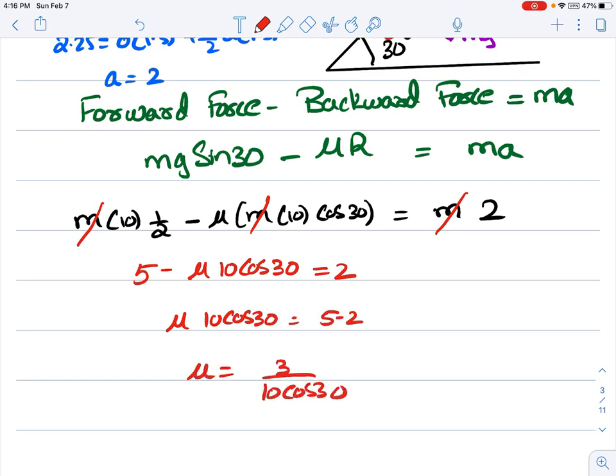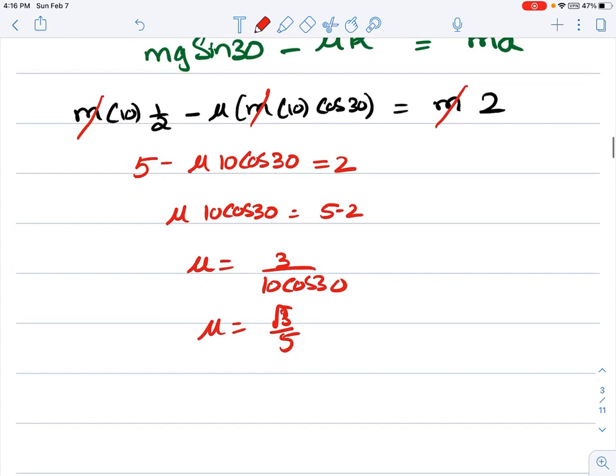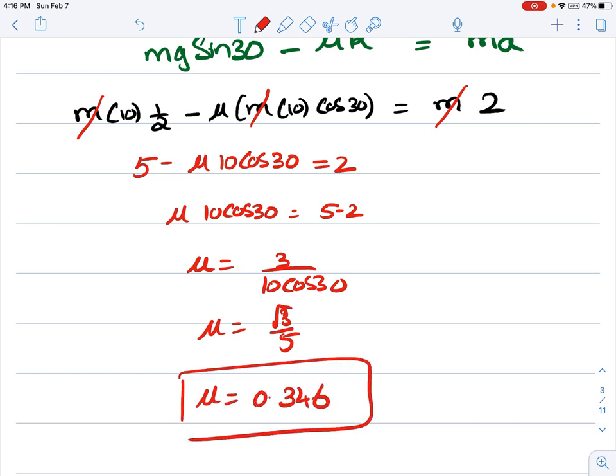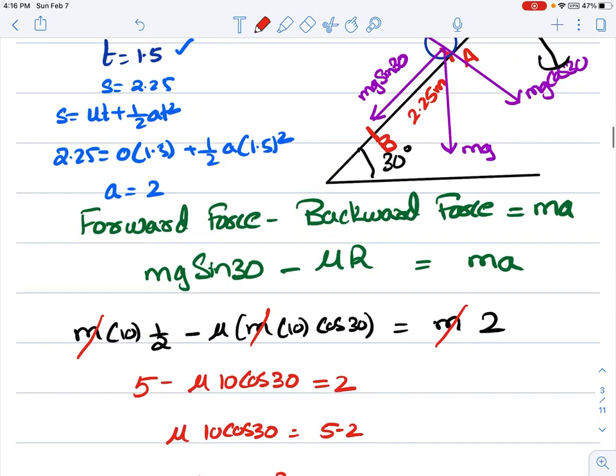We quickly take the calculator. 3 divided by 10 times cos 30. I check by calculator and get that the answer is root 3 upon 5. My calculator gives me root 3 upon 5, but we need to write it in 3 significant figures, so mu is equal to 0.346. This is the answer for question number 3.